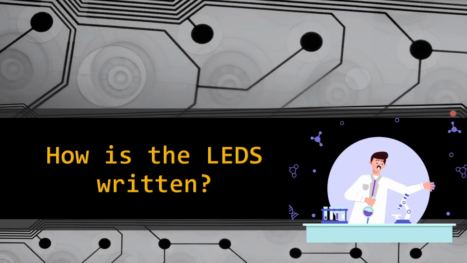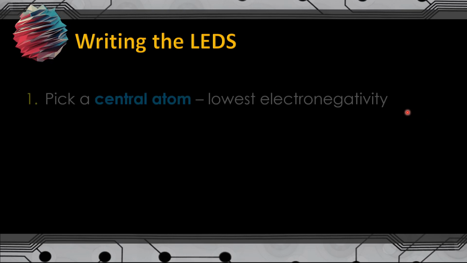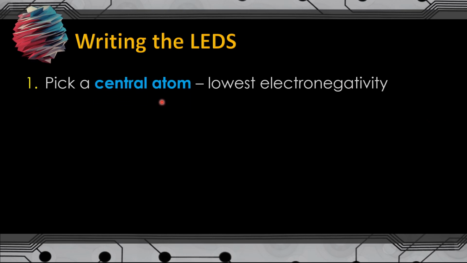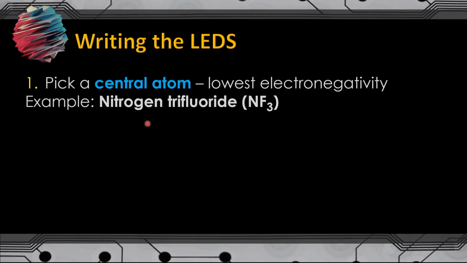How do we write the Lewis electron dot structure? The first step is picking the central atom. Compare the atoms involved in the compound, and the one with the lowest electronegativity is usually considered the central atom. For example, we have nitrogen trifluoride. Let's recall electronegativity from periodic trends. Based on the trend, the central atom is nitrogen since it has lower electronegativity compared to fluorine, given by the pattern of electronegativity increasing across a period.